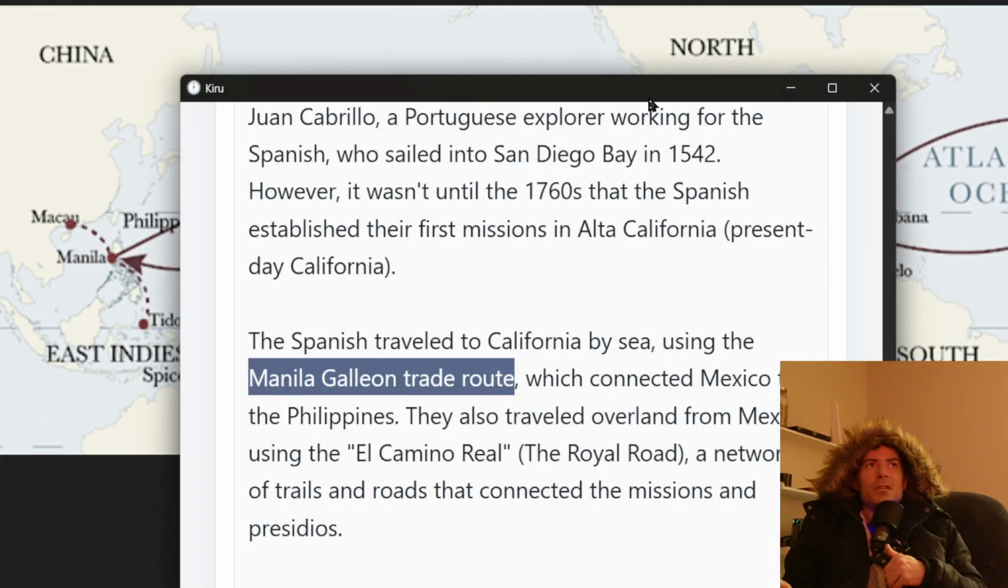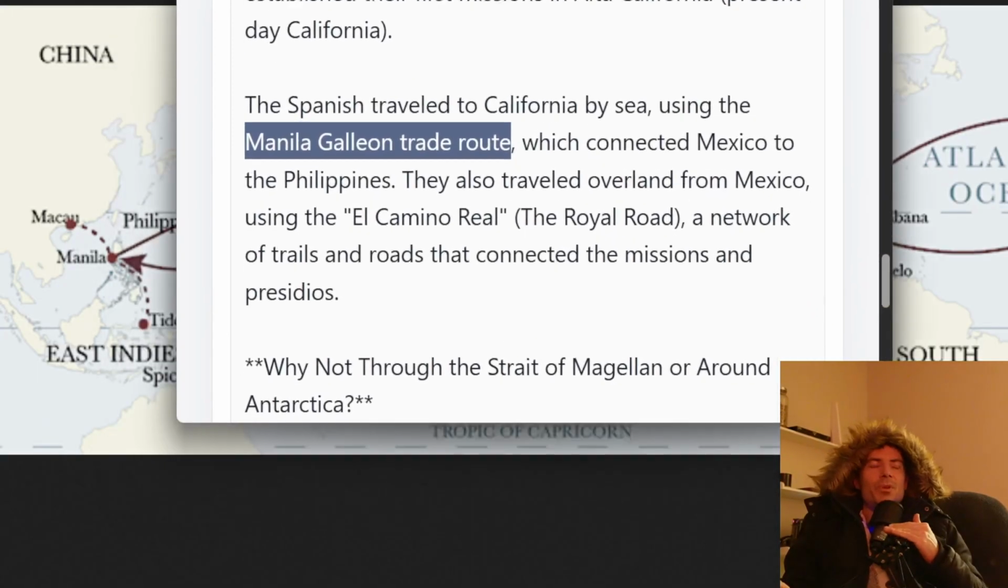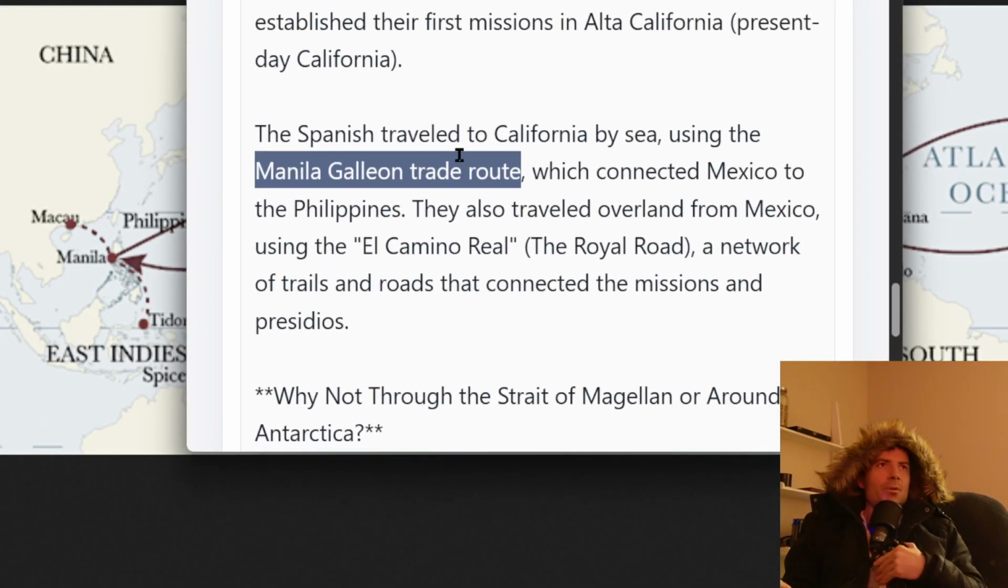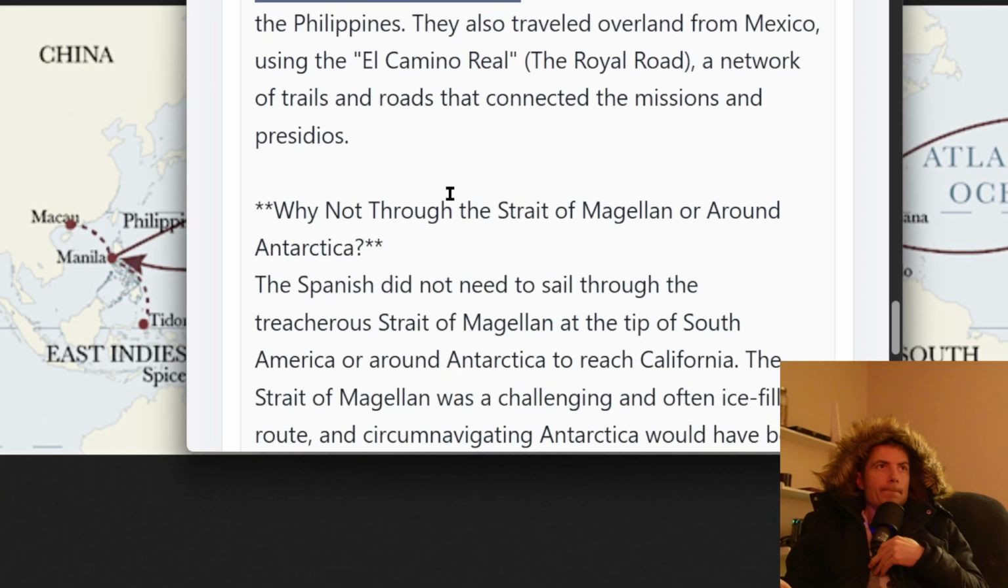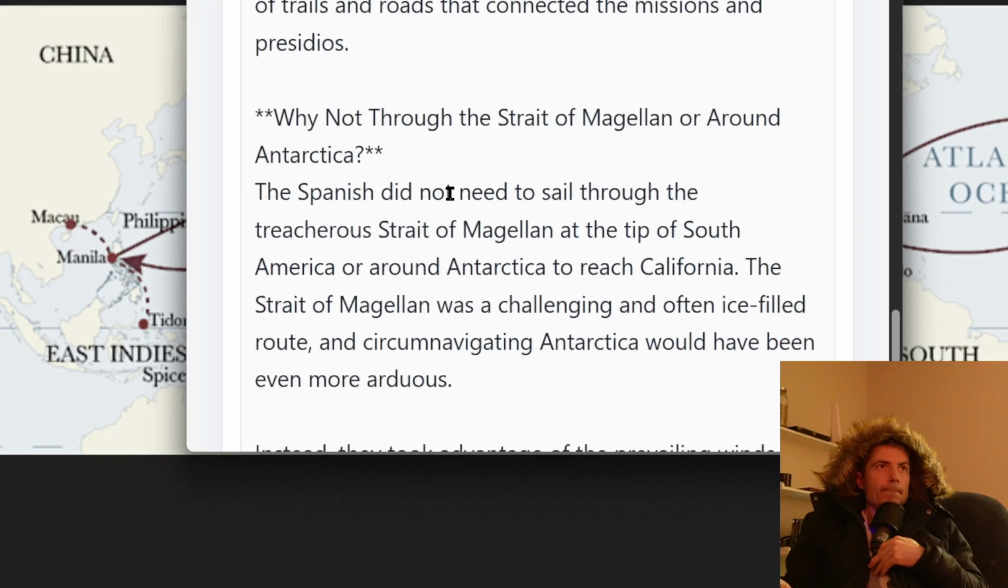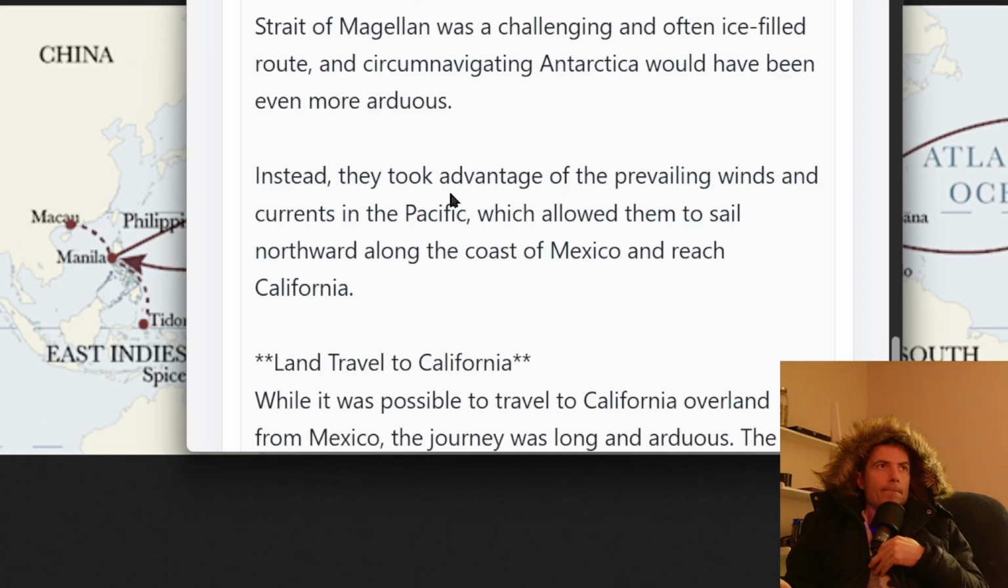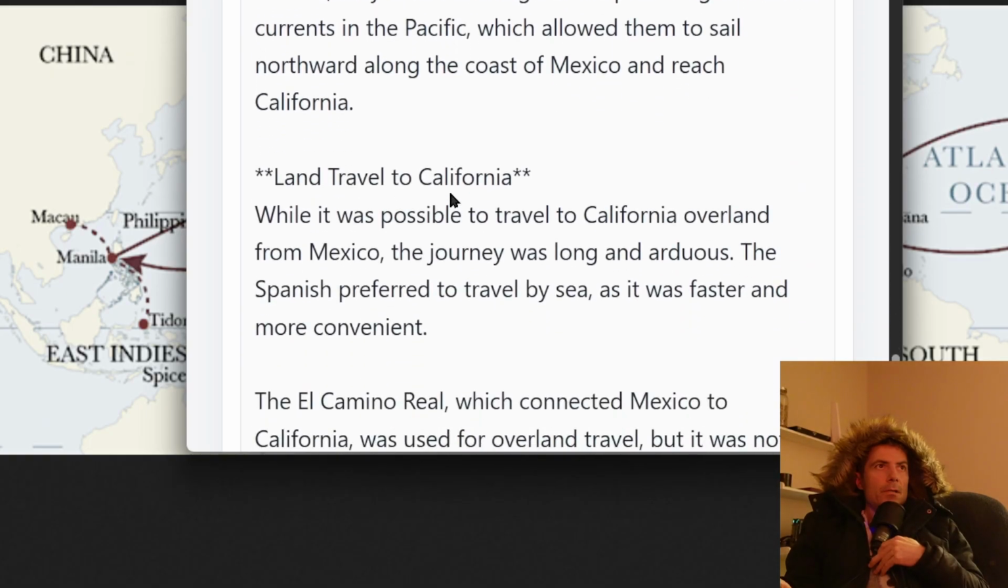I'm going to be in some AI psychosis pretty soon, trying to figure out what they were doing in the Philippines. So that connected their missions, which connected Mexico to the Philippines. The Spanish traveled to California by sea using that route. Took advantage of the winds.